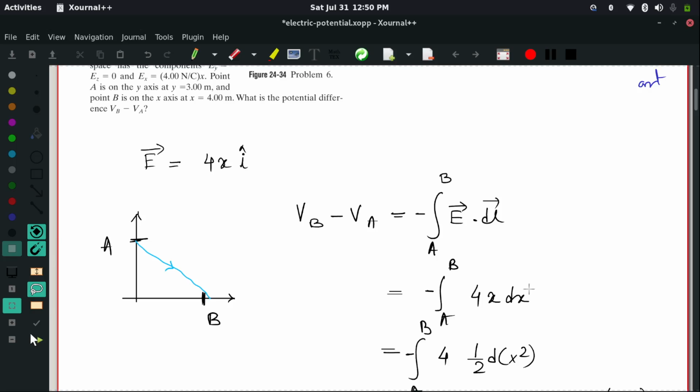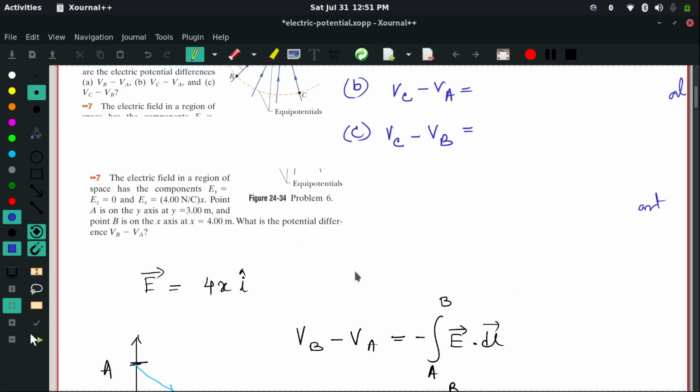Okay, so let's look at the first problem that we'll be doing today. It says the electric field in a region of space has components Ey, Ez equal to 0, and Ex is equal to 4 newtons per coulomb times x. Point A is on the y-axis at y equal to 3 meters, and point B is on the x-axis at x equal to 4 meters. So what is the potential difference between VB and VA?